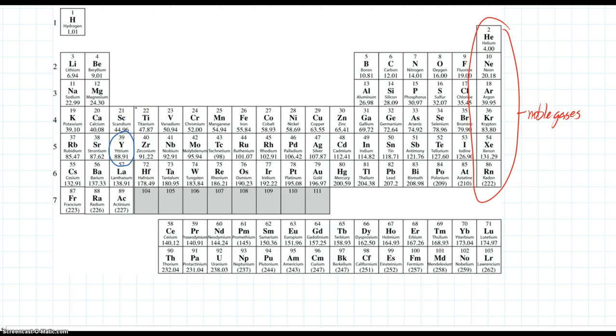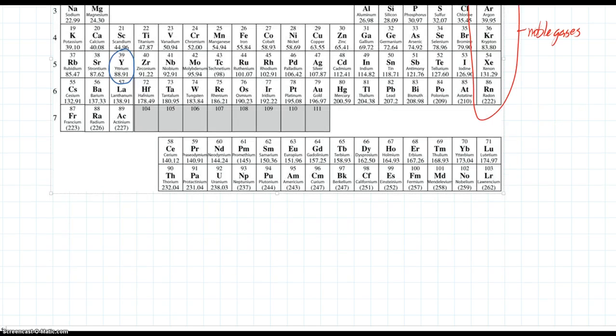So the first thing we need to do is to decide which noble gas we're going to start the configuration with. So we go up one row all the way over to the right, and we see that krypton is the next smallest noble gas. And the symbol for the noble gas is always put in square brackets. So for yttrium, we'll be starting with Kr in square brackets.